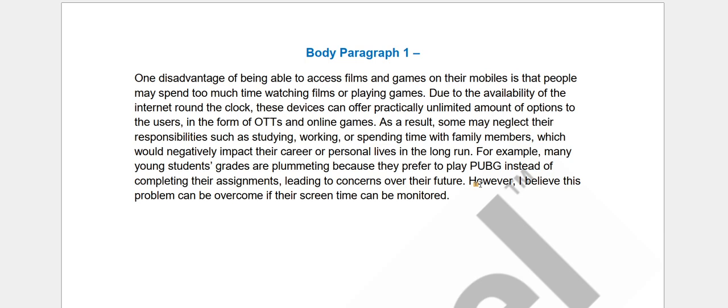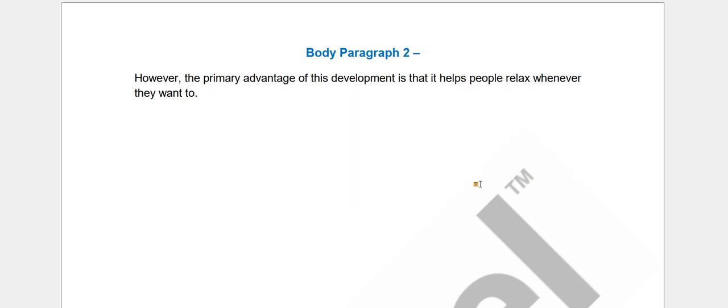Now moving on to body paragraph 2. However, the primary advantage of this development is that it helps people relax whenever they want to. So the advantage is that it helps people relax whenever they want to.